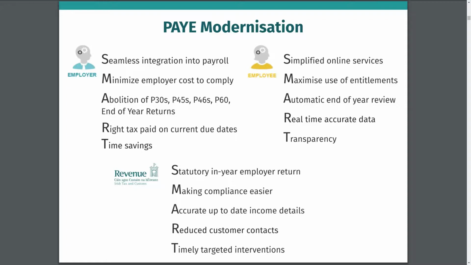We're going to do an automatic end of year review for every employee, and that'll commence in around 2020 when we have a full year of the new data available to us. And it gives the employee the opportunity to view and see their data as it happens. And that's a new level of transparency for the employee.